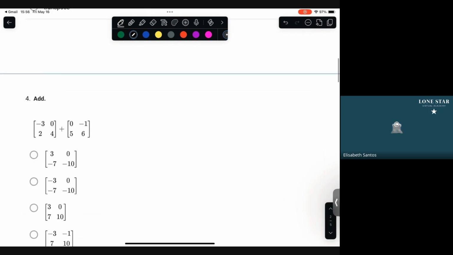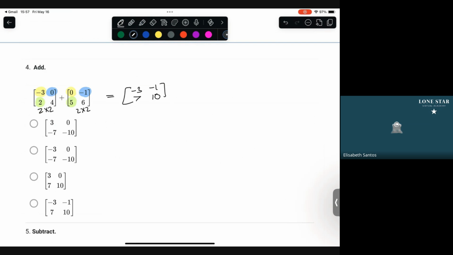So let's look at an example here. Well, this has 2 rows and 2 columns, so does this one, so we can go ahead and add them. And adding them isn't too bad. Okay, you kind of follow their position, so -3 and 0 get added together. So that equals -3. Then the 2 and 5 can get added together, so we get 7. And then we have 0 and -1, which is -1, and then 4 plus 6 is 10. So that would be this one.